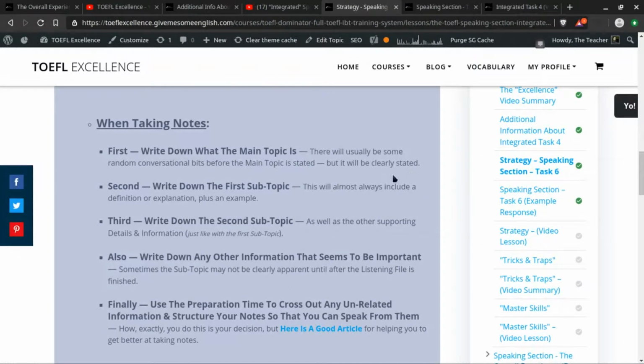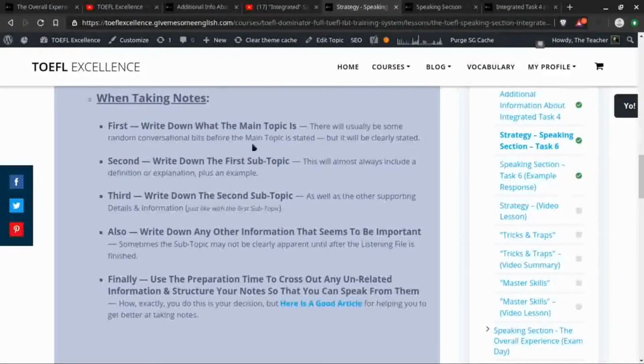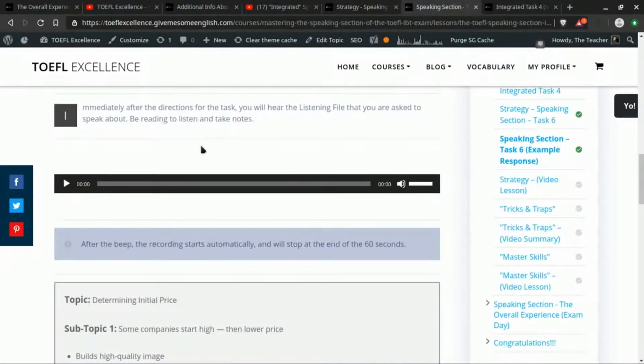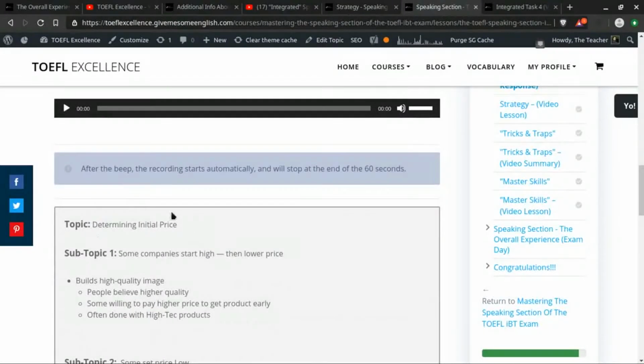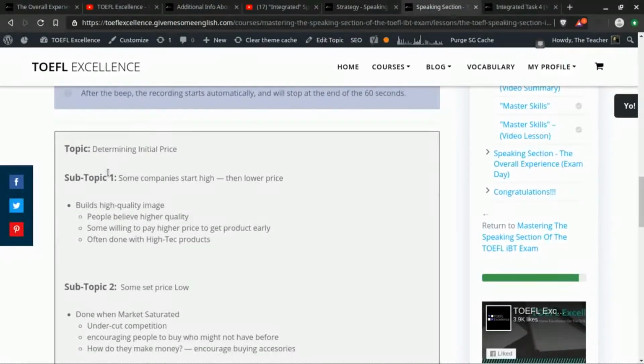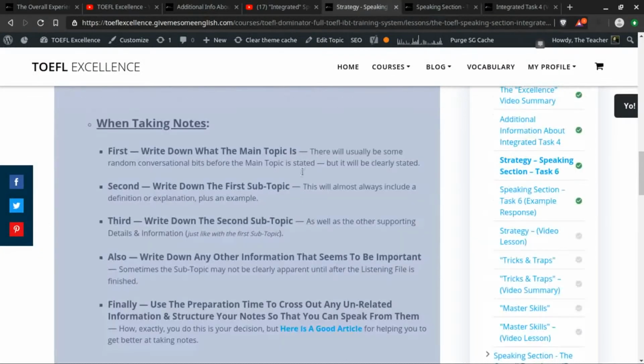But when they do state what that main topic is, it will be clear and you'll understand what the main topic is. And then, of course, they will usually tell you what the subtopics or supporting details are before they actually talk about them. Like with this example here, she stated that the topic was going to be determining initial price, and she even said this is done in 2 different ways. So those 2 ways are the first and the second subtopic or supporting details. So those are the things that you need to look out for.